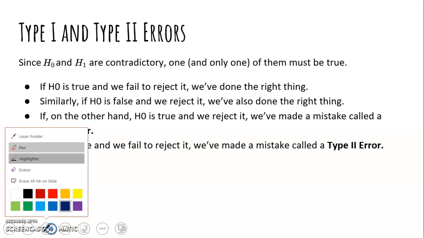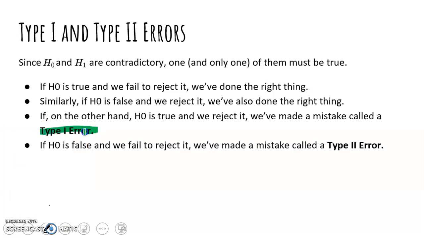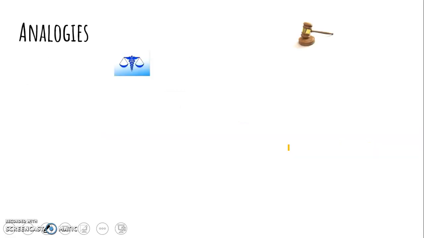Okay? So a type 1 error is when you reject it, but it was a mistake. A type 2 error is when you fail to reject the null, and it was a mistake. Type 1 error: when you reject mistakenly. Type 2 error: when you fail to reject mistakenly.